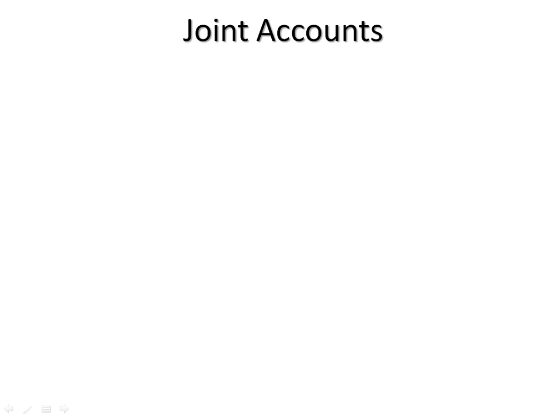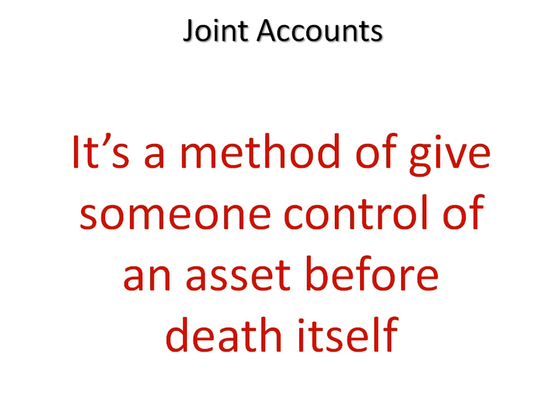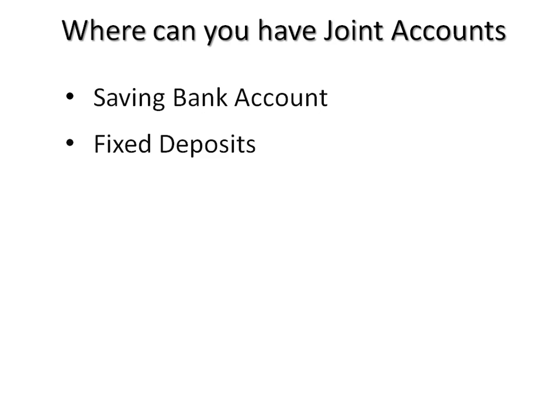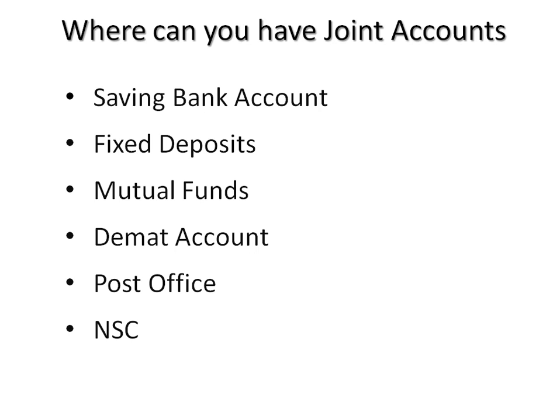So what exactly is a joint account? Ask yourself, what is your understanding about joint accounts? In simple words, I would say it's a way of giving someone control of an asset before death itself. So within your lifetime itself, you are making sure that someone should be able to control an asset if you're not there tomorrow. Now, what are the assets where you can have joint accounts? I would say almost everything: saving bank account, fixed deposits, mutual funds, Demat account, post office products, NSC, real estate in case of an under construction house. So you can have joint accounts almost in all the products.